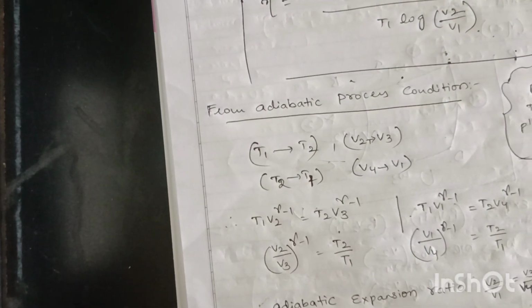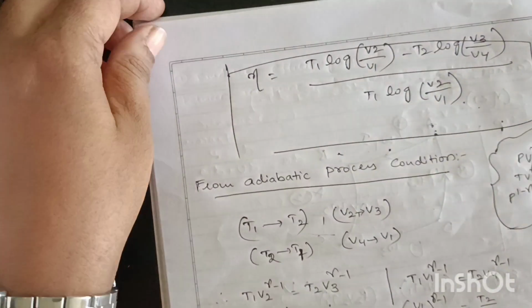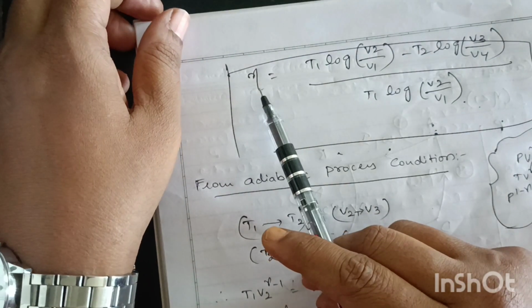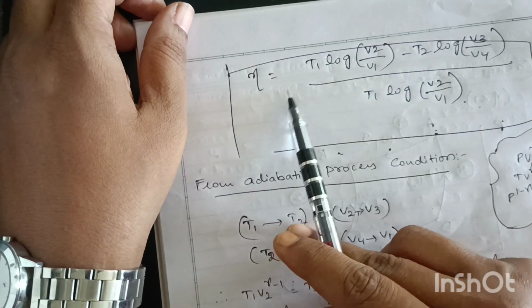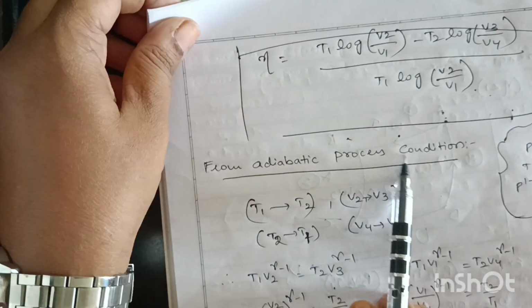Hello all. In this session, I'm continuing Carnot's engine. In the previous session, up to this point we completed; that is, we got the efficiency eta, this is the equation. Now next, from the adiabatic process.